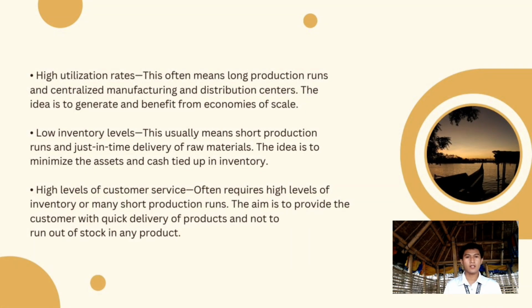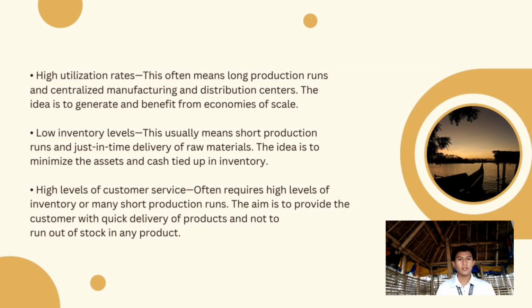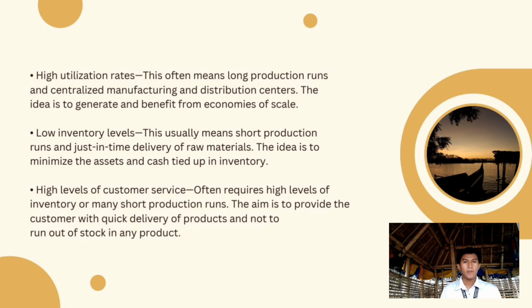High utilization rates often mean long production runs and centralized manufacturing and distribution centers. The idea is to generate the benefits from economies of scale. This means producing a lot at once, using centralized factories and distribution centers. Low inventory levels usually mean short production runs and just-in-time delivery for the raw materials. The idea is to minimize the assets and cash tied in inventory. The approach is to keep inventory small, with the company producing in short bursts and receiving raw materials only when needed. A high level of customer service often requires a high level of inventory or many short production runs.